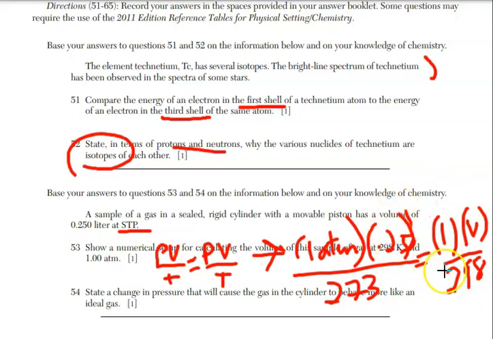This would be an example of a numerical setup. Now they say numerical, so you do not have to put the units for the values, just the numbers. And you're not solving for anything. That's it. That's your answer. All right, let's go to 54.